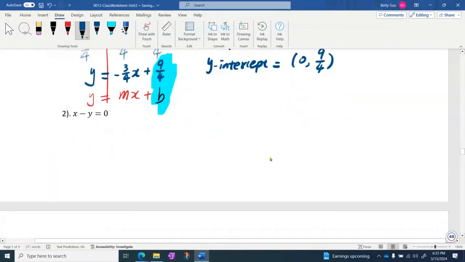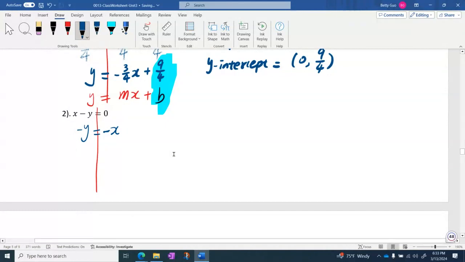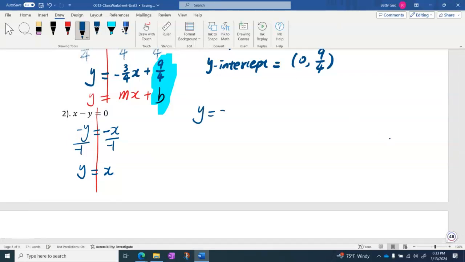Next question, same requirement. We are converting this equation, we'll rewrite the equation in the slope-intercept form. So we are going to isolate the y on the left side. To do that, we move x over. So x is positive on the left, it's going to be negative on the right, okay? We move x over, we have negative x. And then we divide each side by -1. So we have positive y equals x. Do you agree? Yeah, we have y equals x.